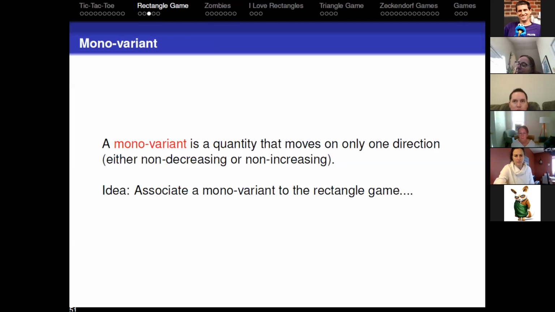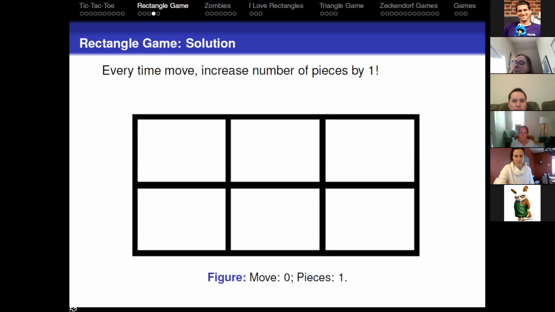You would not take a bunch of shards of glass and drop them and all of a sudden have a nice vase emerge. But you can't have a nice vase go over the edge and become a bunch of shards of glass. So the idea is to associate a monovariant to the rectangle game, a quantity that only moves in one direction. Let's take a 2x3 board. So our conjecture is player one should win.